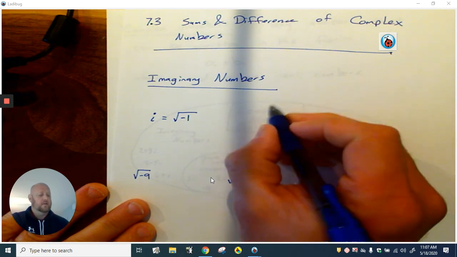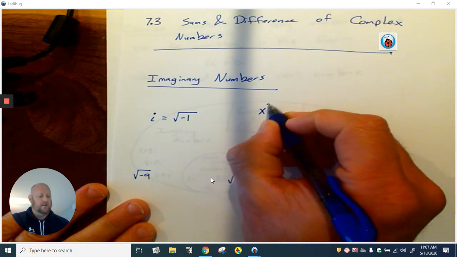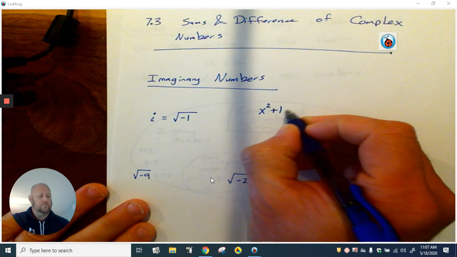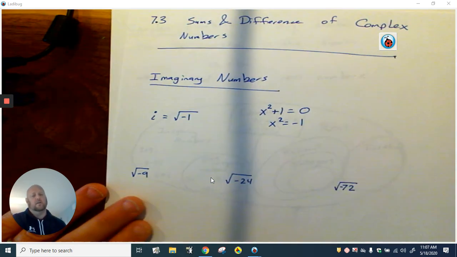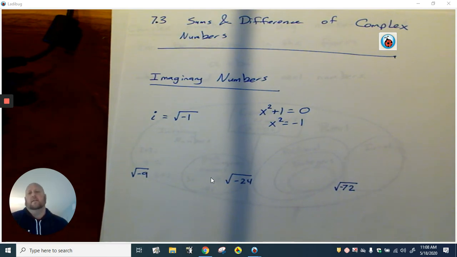Okay. What it does is it helps us solve problems like x squared plus 1 equals 0, or x squared equals -1. It helps us solve problems like that that otherwise would have no solution. And they don't have any real solutions, but they do have imaginary solutions. Okay.